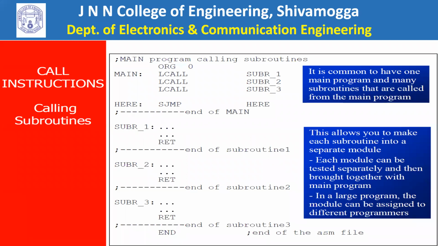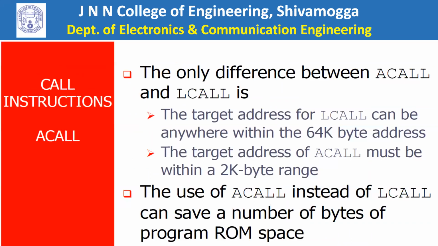So this is a scenario where various subroutines are called. You can just see the return instruction is the last instruction in every subroutine. The only difference between ACALL and LCALL is that the target address for LCALL can be anywhere within 64 kilobytes. The target address of ACALL must be within a 2 kilobyte range.